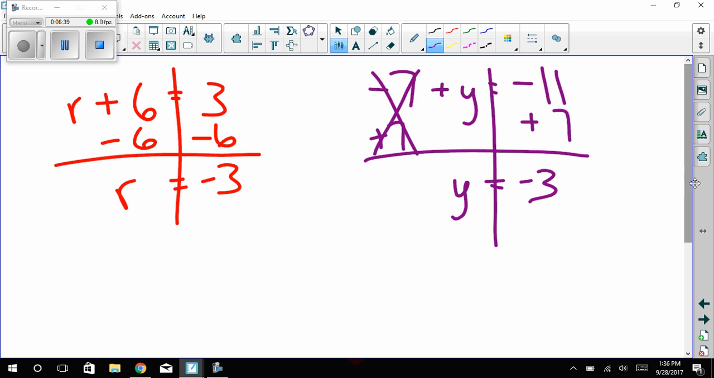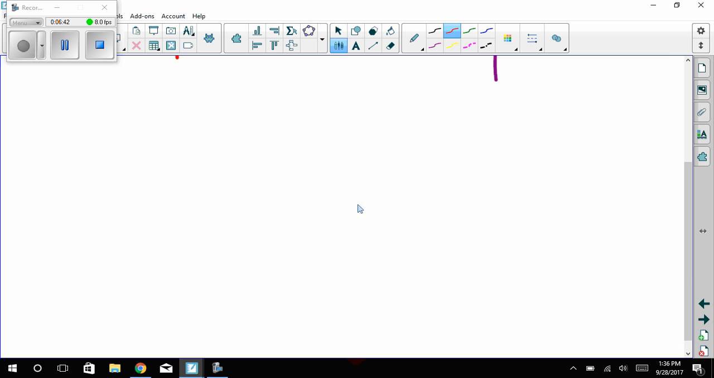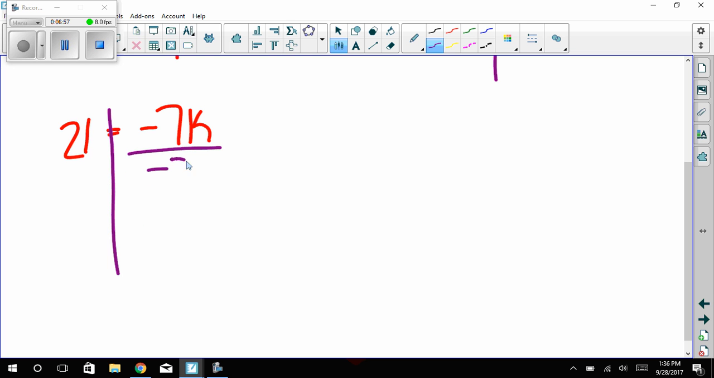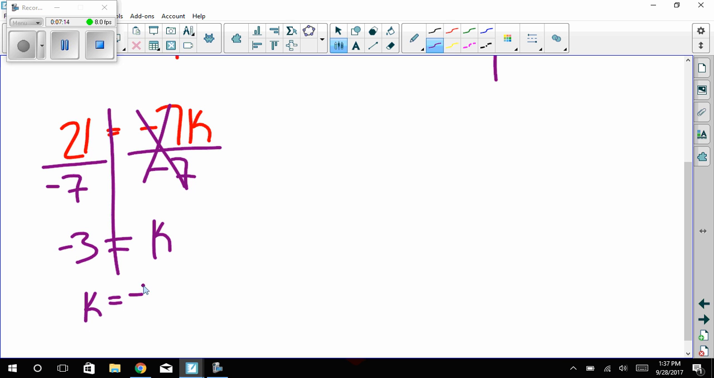That was yesterday's stuff. Then today's stuff could have something like 21 equals negative 7k. Since the 7 and the k are touching, that means it's multiplication. Therefore, I need to use division. Remember, in multiplication and division we use the exact same number, so it's negative 7, so I use a negative 7. Those cancel to give me k equals 21 divided by negative 7, which is negative 3. And then, of course, flip those around.